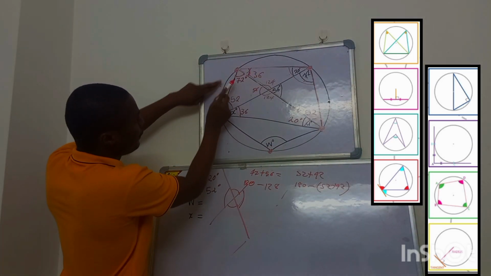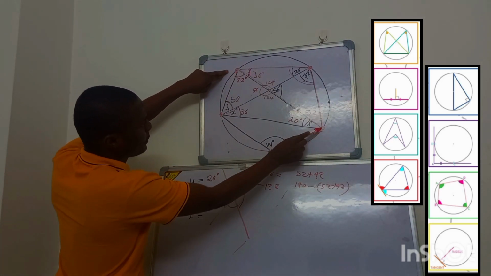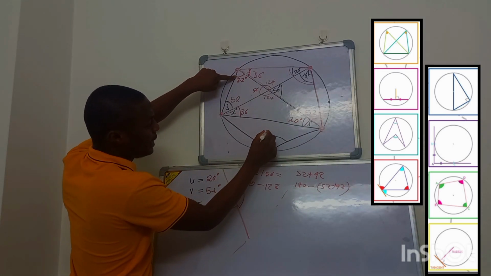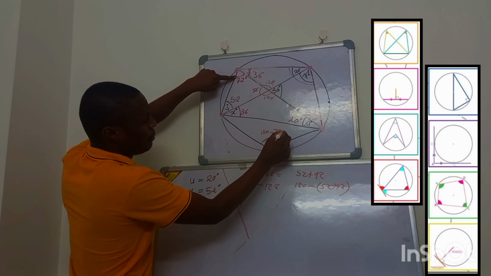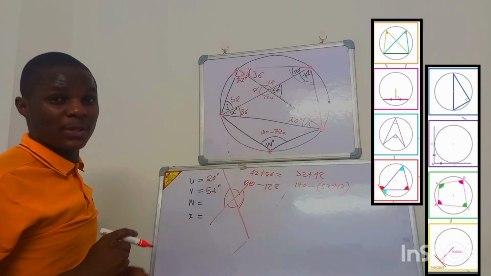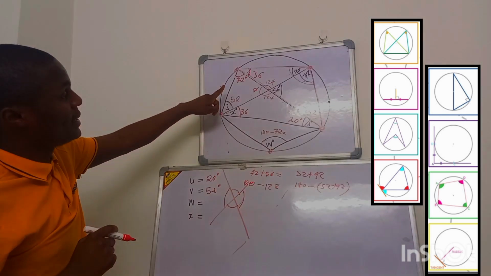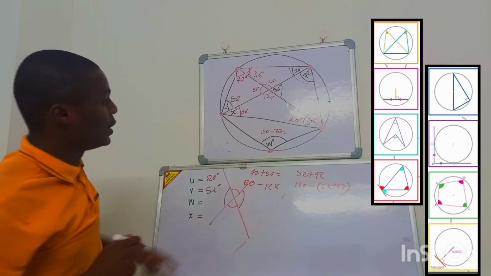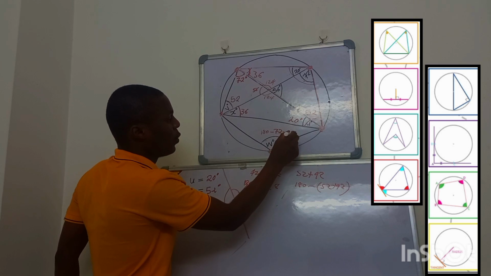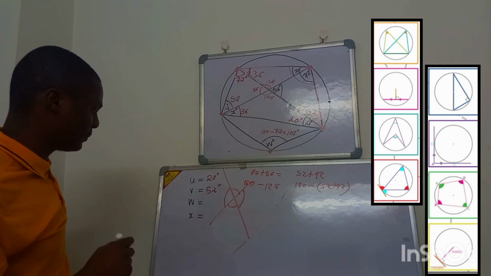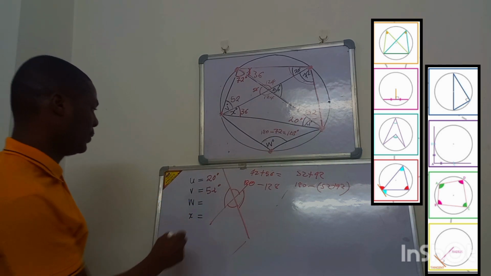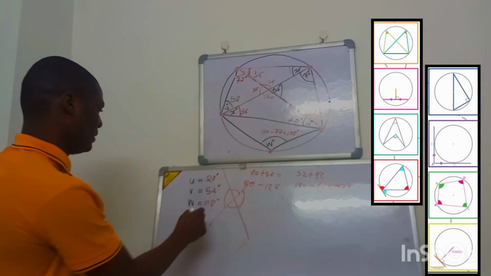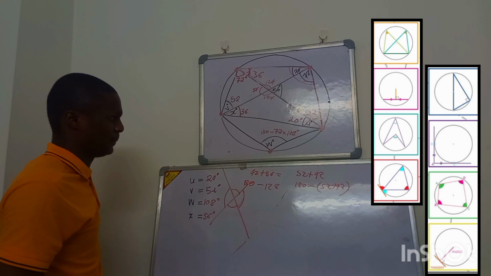So in this case, if I'm using this cyclic quadrilateral, this one is 72. So this one will be 180 minus 72. Because we say that the opposite angles of a cyclic quadrilateral add up to 180. So if I say 180 minus 72, this one will give me 108 degrees. Right? So I can say my W is 108 degrees. My X is 36 degrees.